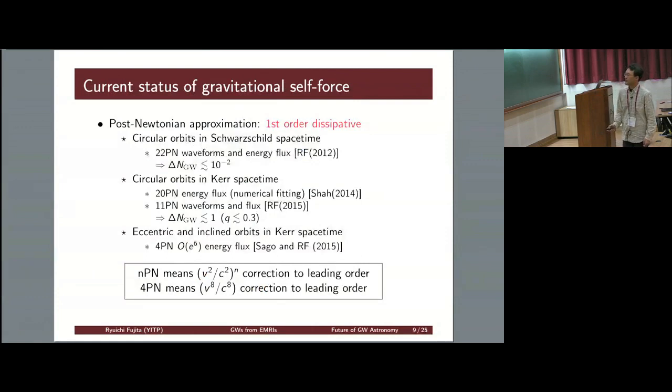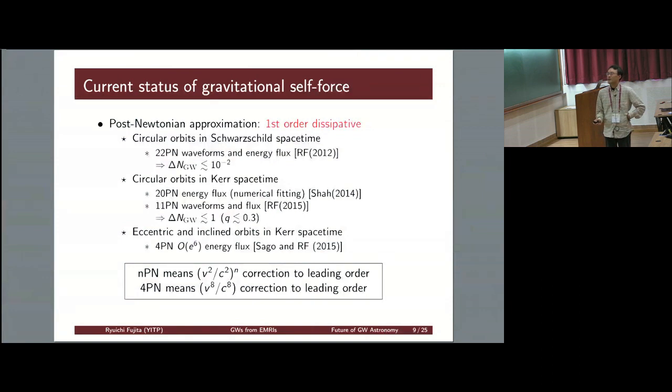So here is the current status of the first order dissipative self-force in the post-Newtonian approximation. The first one I show is the circular orbit case in Schwarzschild spacetime. In this case, the waveform and the energy flux were obtained up to 22nd post-Newtonian order by, this is me. 22 post-Newtonian order means (v/c)^44 correction to the leading order, the Newtonian order, I would say.